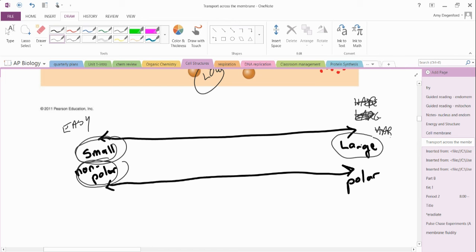So I'm going to just leave you with some examples and have you see if you can sort it out. Oxygen is really small and nonpolar. Carbon dioxide is really small and nonpolar. And then glucose is really large comparatively, and it's also very polar. And sodium is small, but it's fully charged. So think about that, and we're going to answer some questions.